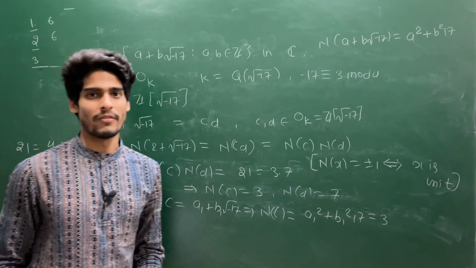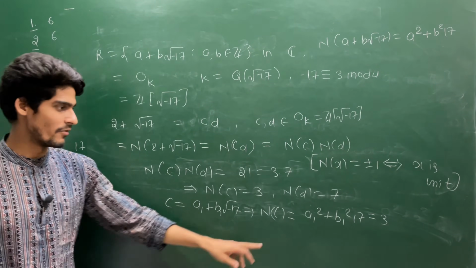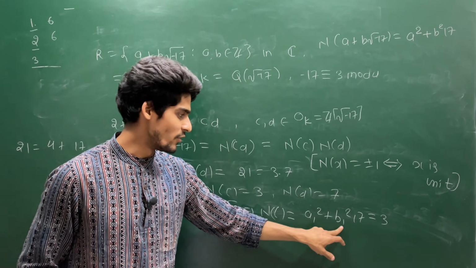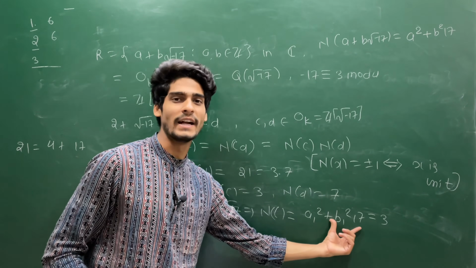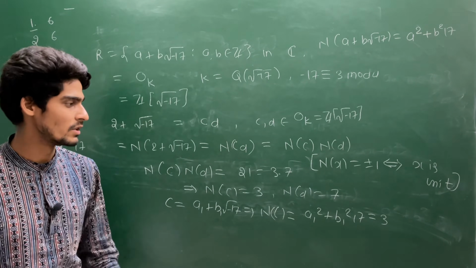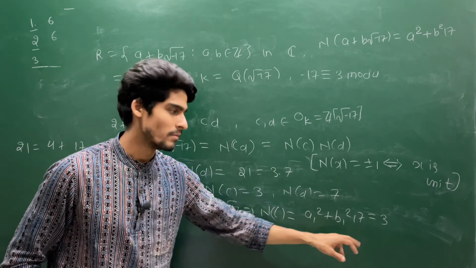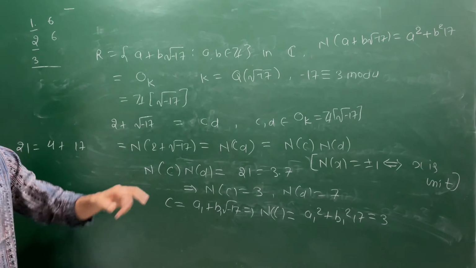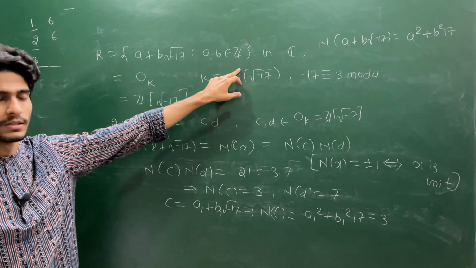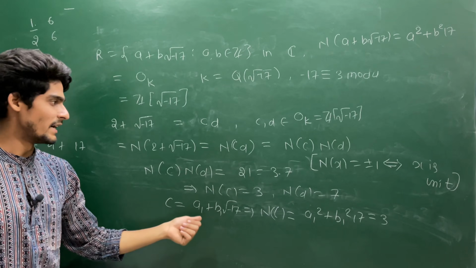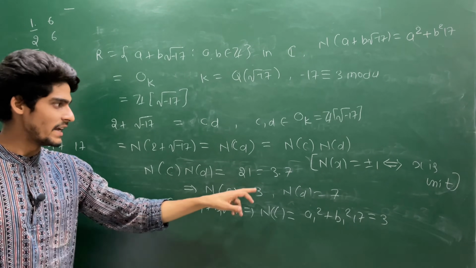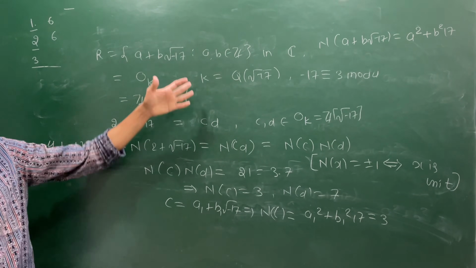This equation does not have any solution, which you can verify because A1 and B1 are integers. If you take B1 to be non-zero, then this will be greater than 17, so there is no solution. If you take B1 to be 0, then you have A1 square equal to 3, but it does not have any integer solution. So it is not possible that any element has norm 3 or 7 in this structure.